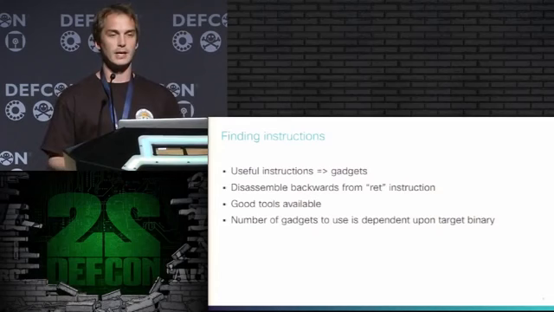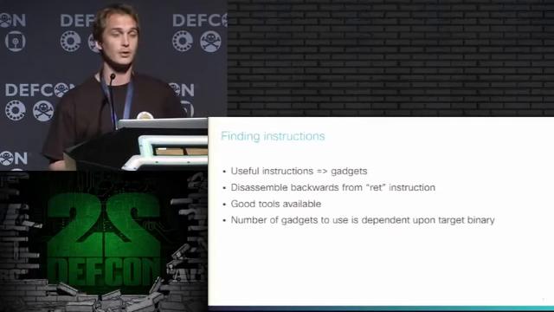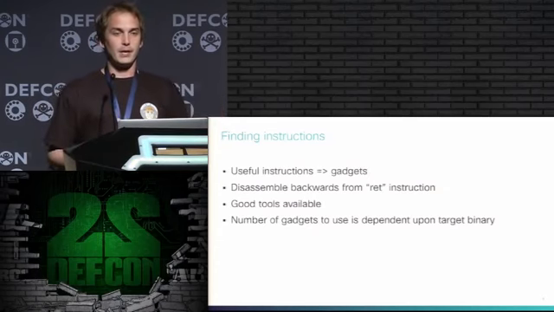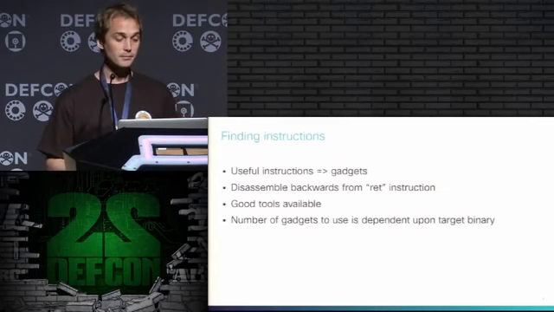What is called a gadget, basically, is just a useful instruction inside the target binary. So it's going to be a very small piece of assembly with a return instruction at the end. That is what you're going to call to execute code. How do you find them? You go over your binary, you look for every return instruction, which is 0xC3, and you disassemble backwards from that. And that will give you, basically, what you can work with.